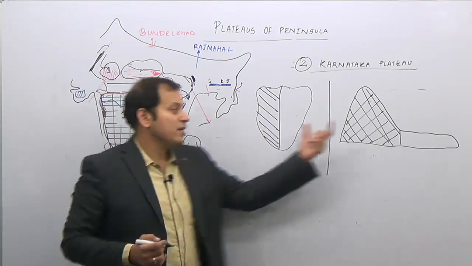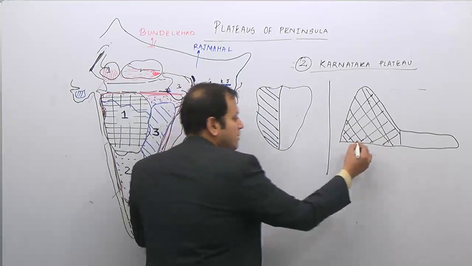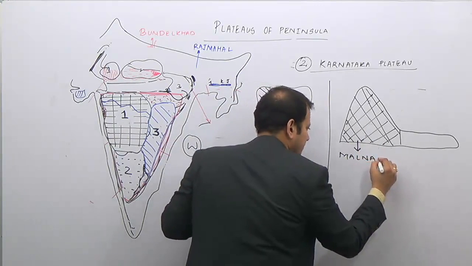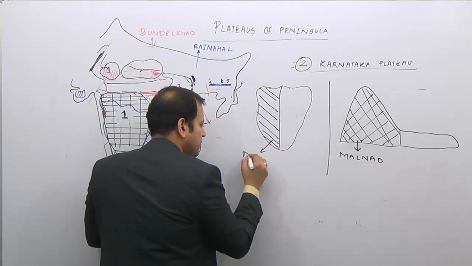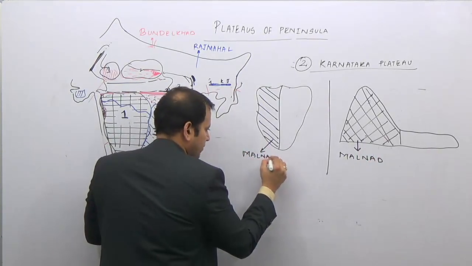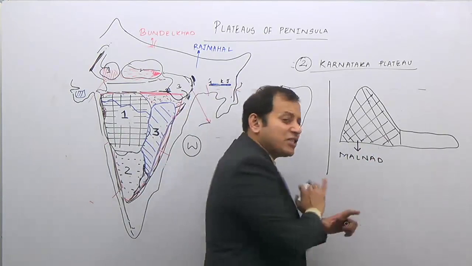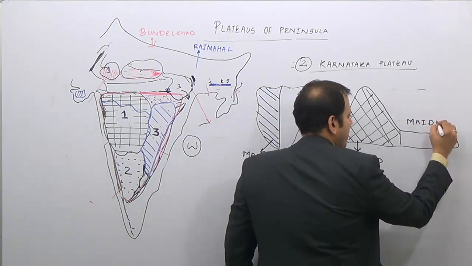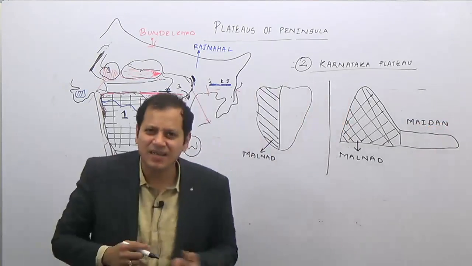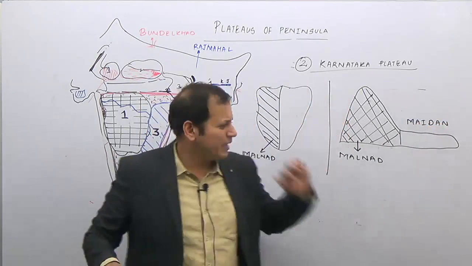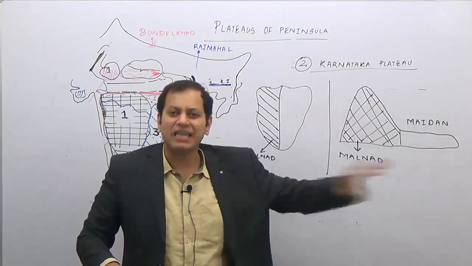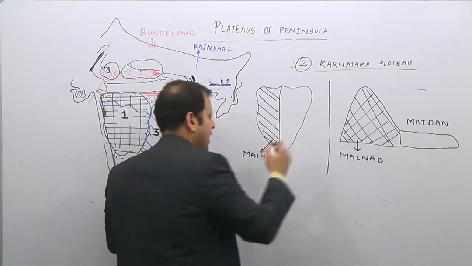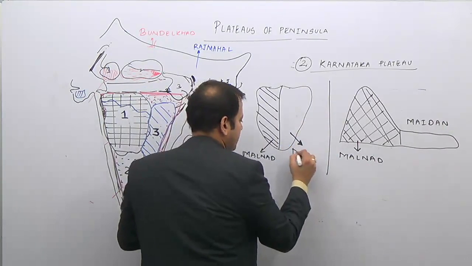Now, this shaded region is known as Malnad. That is, this area is a Malnad region. And the unshaded area, which is an extremely flat area, is known as Maidan. As you can see, the Maidan itself means a flat land. In many languages, Maidan means a flat land. So, we have Malnad and we have Maidan region.